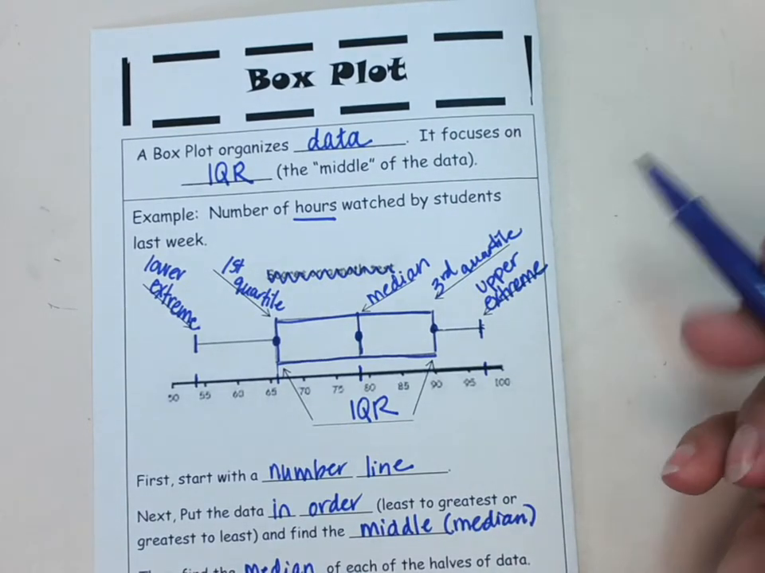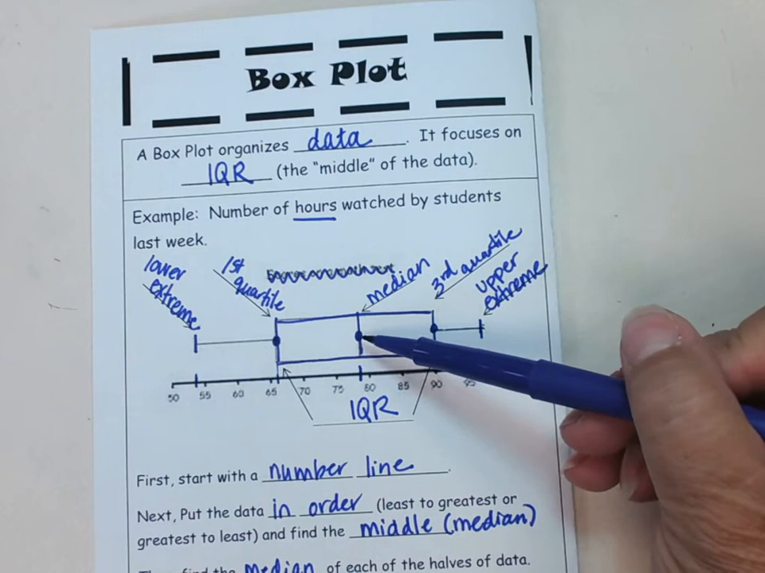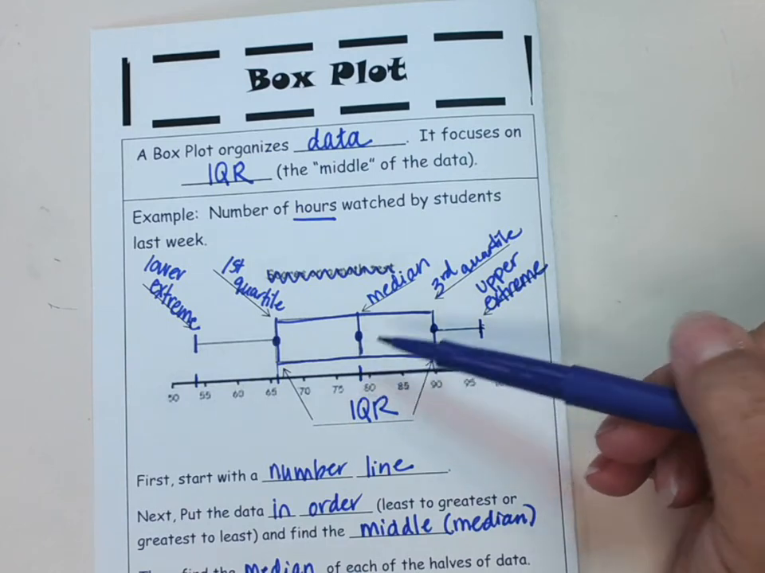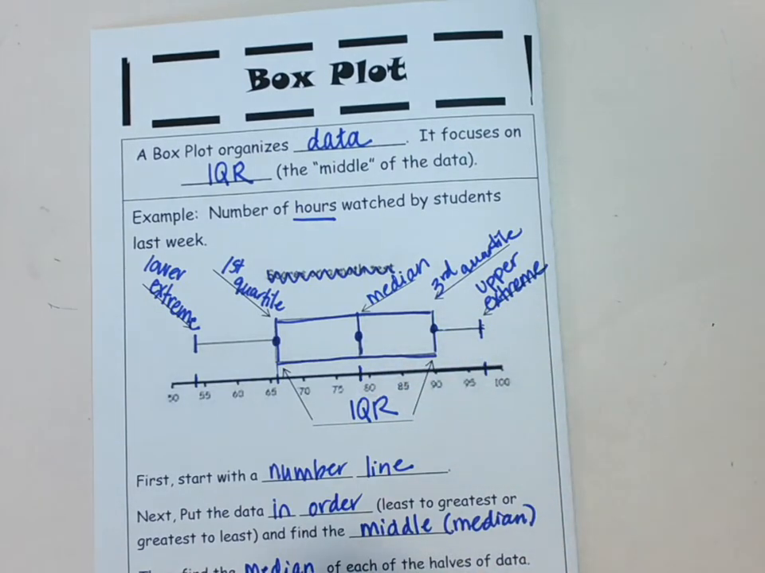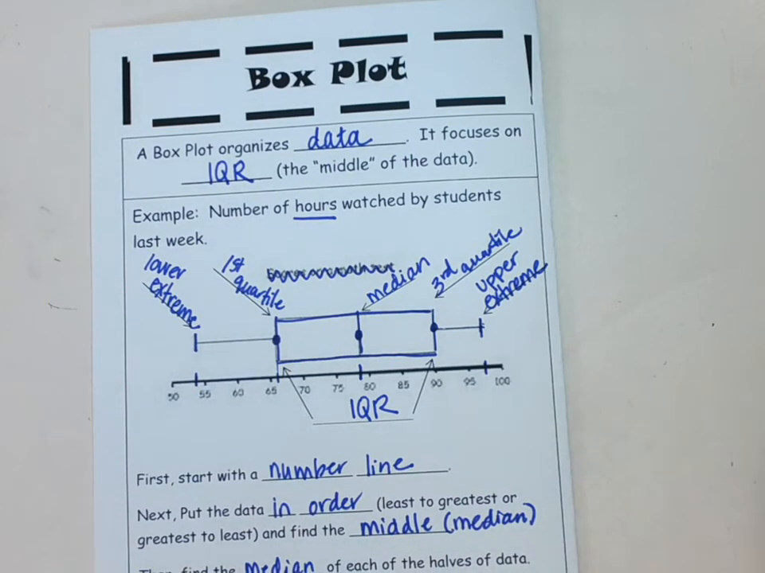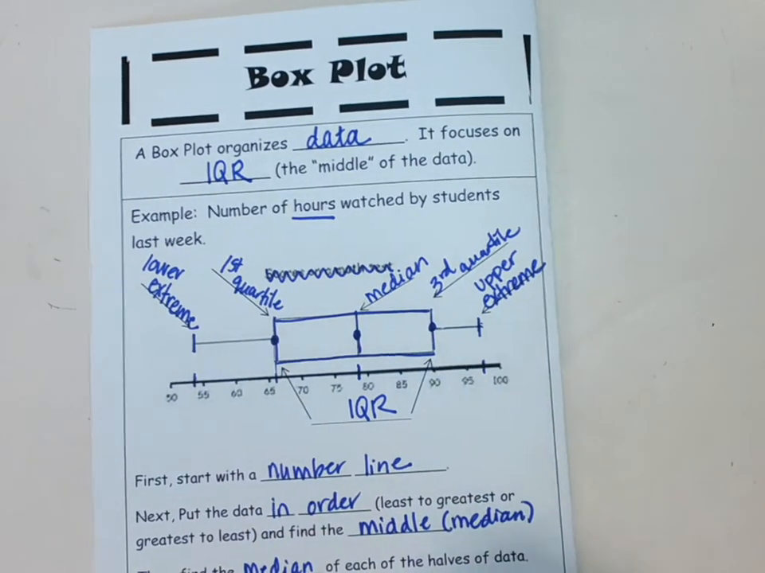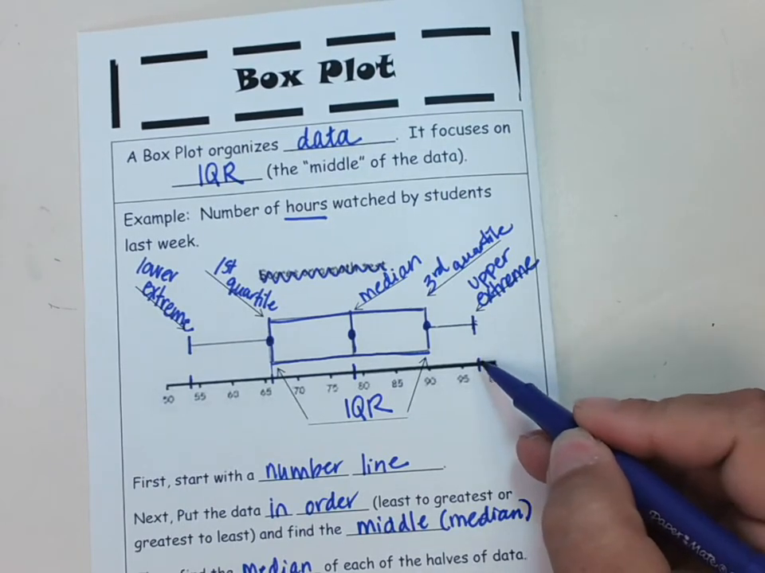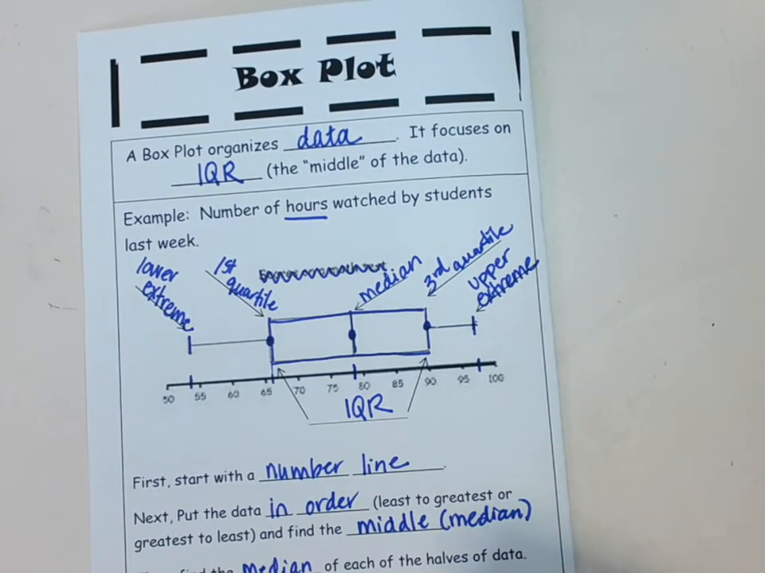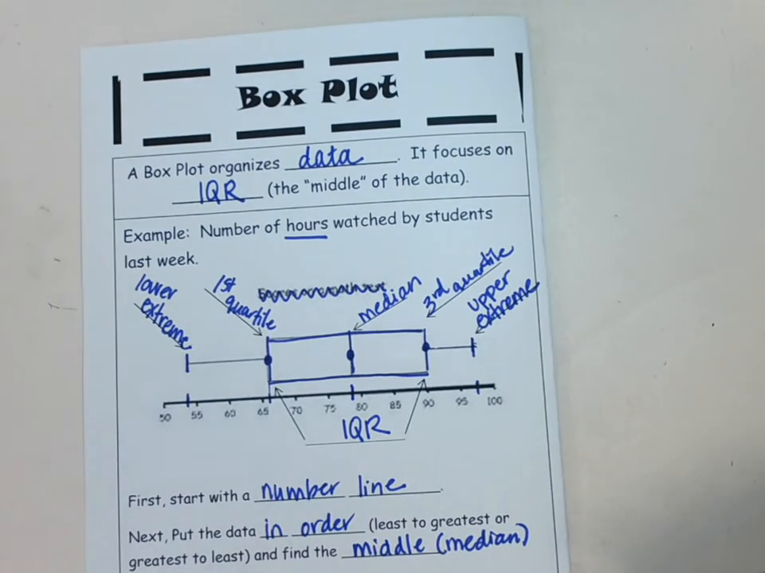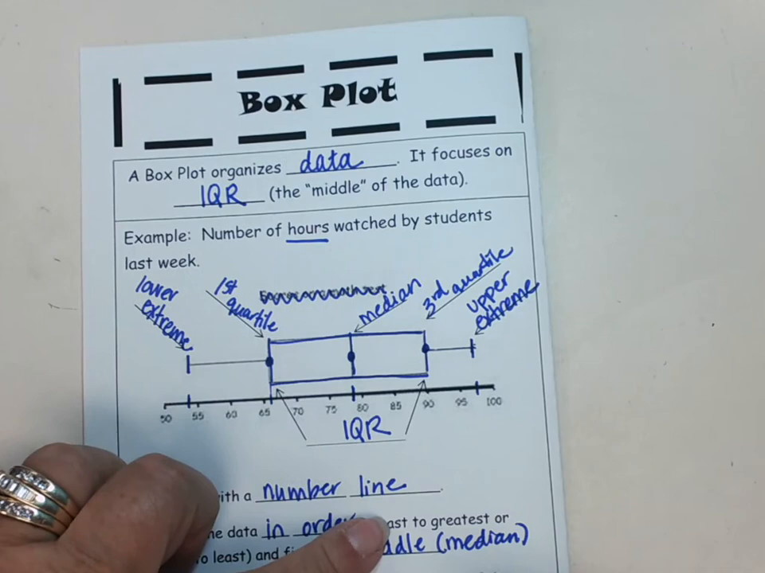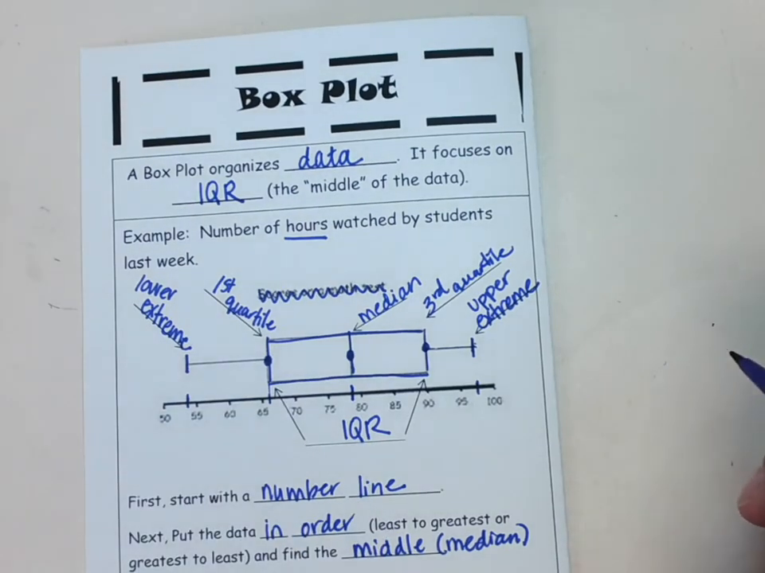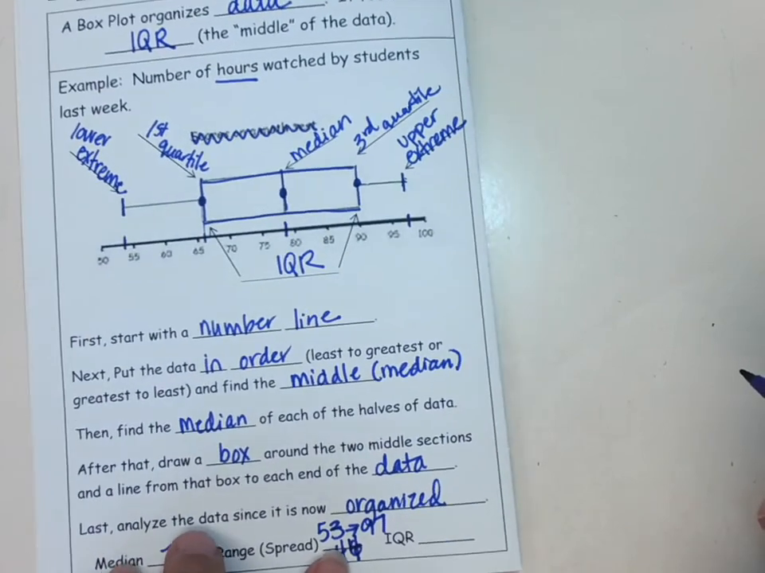What's the median? Well, it shows you right there, 78. The range is from 53 to 97-ish. So that's 44. A 44-hour difference.